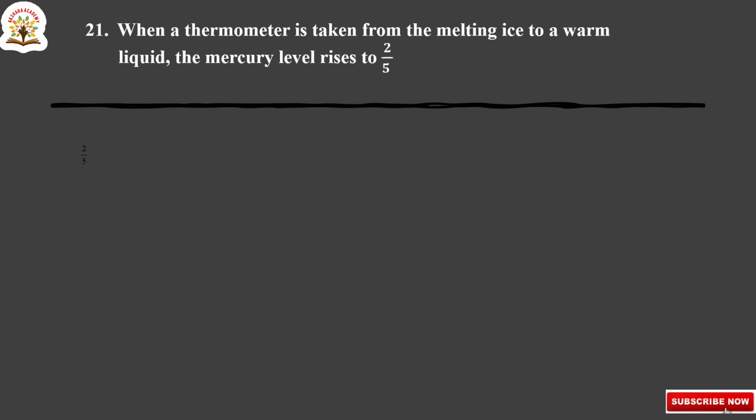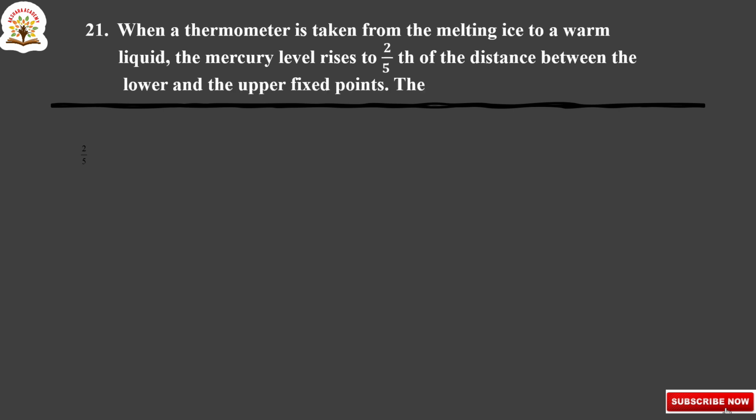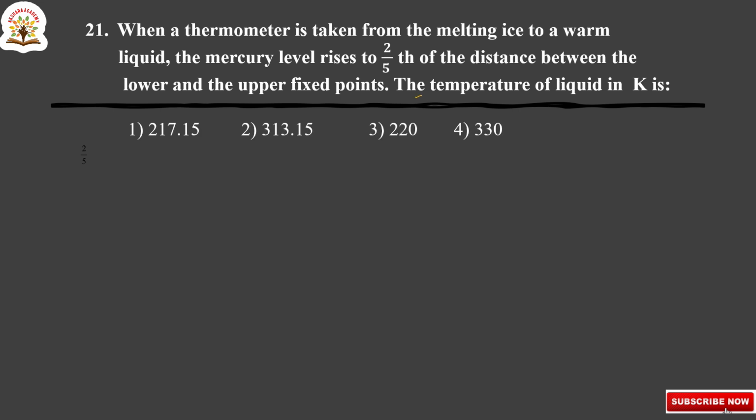When a thermometer is taken from the melting ice to a warm liquid, the mercury level rises to 2 by 5 of the distance between the lower and the upper fixed points. The temperature of the liquid in Kelvin is, here we have to calculate the temperature of the liquid. Here they given the thermometer is taken from the melting ice to a warm liquid, the mercury level rises to 2 by 5 of the distance between the lower and upper fixed point. Okay, now let us go to the solution.